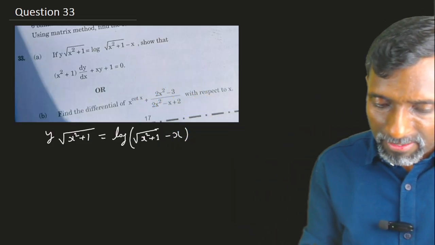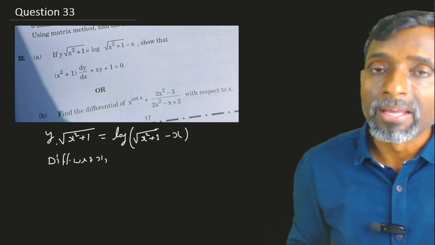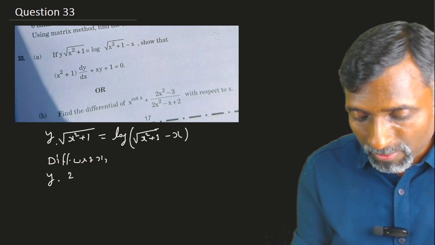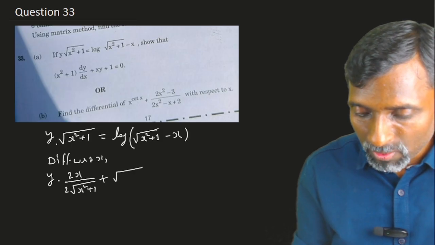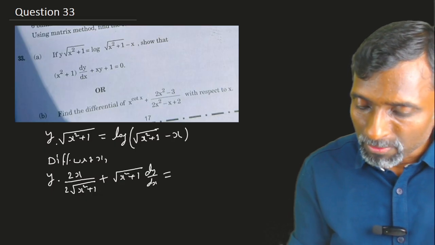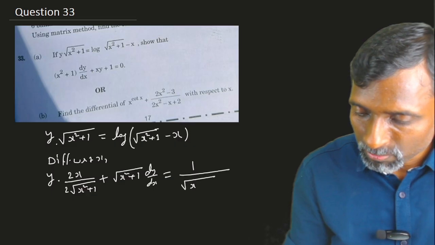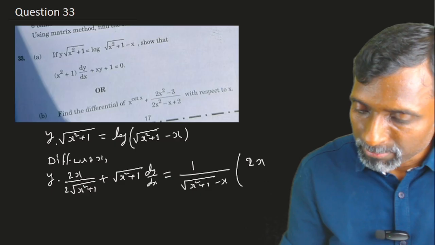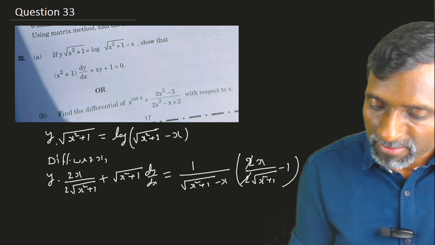The first thing, we can differentiate both sides. We can use the product rule on the left hand side and the chain rule on the right hand side. So using the product rule: y multiplied by 2x divided by 2 root x square plus 1, plus root x square plus 1 multiplied by dy by dx is equal to, using the chain rule on the right hand side, 1 divided by square root of x square plus 1 minus x, multiplied by 2x by 2 root x square plus 1 minus 1. We can cancel the 2 with this 2 also.